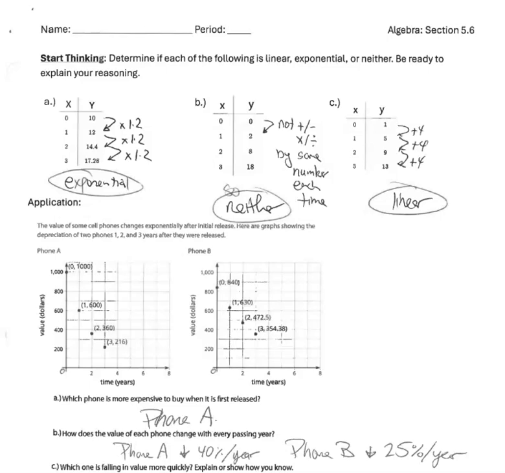The next one, I look at the x first just to see if those are consecutive numbers: 0, 1, 2, and 3. They are, so we can look at the other side and just see if you are adding, subtracting, multiplying, or dividing by the same number over and over and over to get the next number. And in this case, we are adding 4 each time. So this is going to be linear.